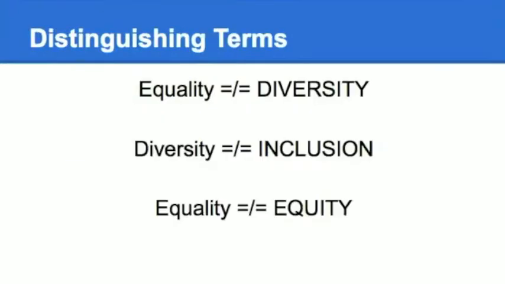There are a lot of terms that I'm using, so I want to take some time to distinguish them. Equality, which means everyone having the same rights or the same things, does not equal diversity. Diversity is more about having a mix. And having a mix, diversity, does not always mean inclusion. Inclusion is an effort to really think about who is not at the table, who is not in this room, who has the most barriers to entry, and how we create a way for them to enter the environment. Equality, as you saw in the cartoon, is not the same as equity.